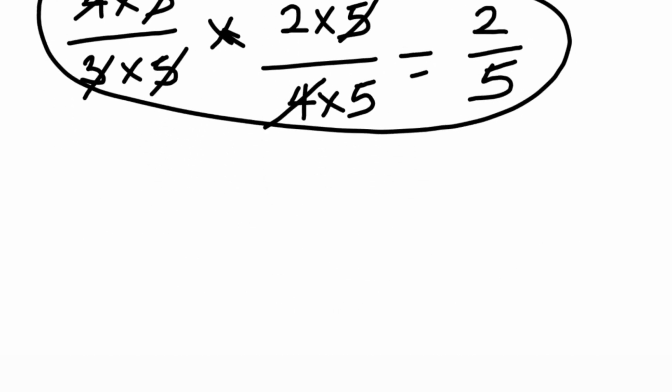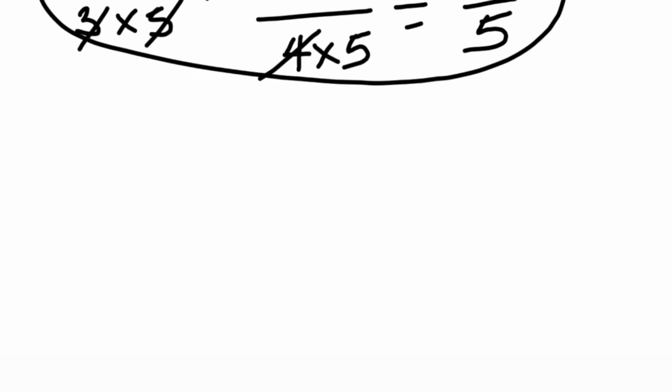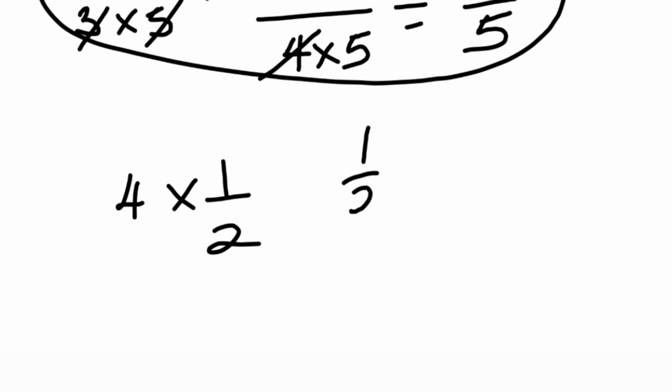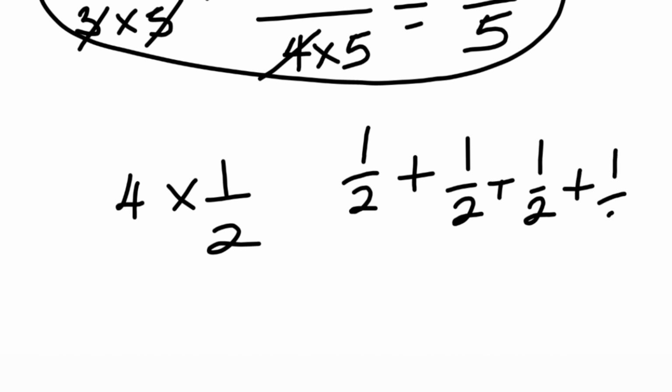The next thing we are going to do is multiplying fractions by whole numbers, like when you have 4 multiplied by 1 over 2. Now, how do you multiply this? 4 multiplied by 1 over 2 is just like saying 1 over 2 plus 1 over 2 plus 1 over 2 plus 1 over 2. That is 1 over 2 into 4 parts. Now, you can just add this since they have the same denominators, add the numerators 1, 2, 3, and 4. So this is going to give us 4 over 2.